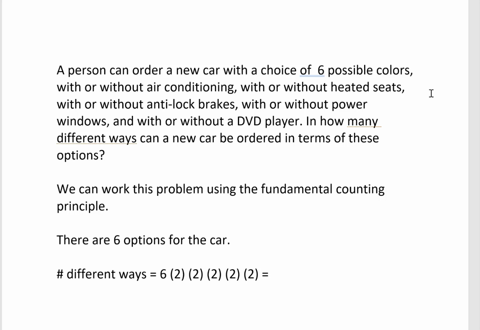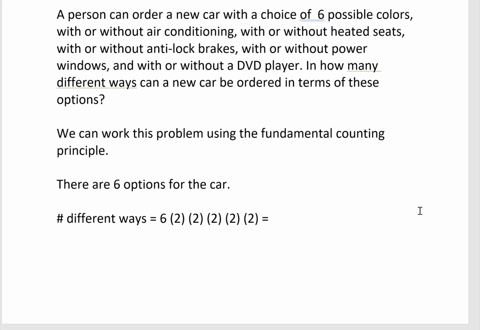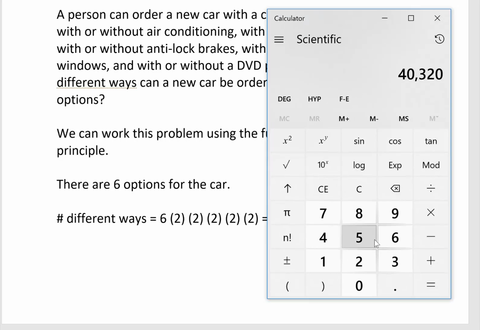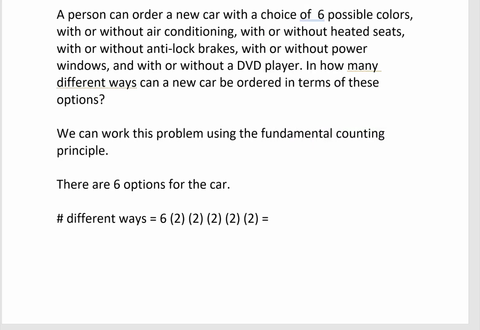And if you notice, there are 6 options for the car. We have the color, the air conditioning, the heated seats, anti-lock brakes, power windows, and the DVD player. For the colors, there's 6 possibilities. For all the other options, there's only 2 options, with or without. And so I've written down the 6 possibilities here. I've got 6 for the colors and then 2 for the other 5 options in the car. And if we take our calculator and we're going to multiply 6 times 2 times 2 times 2 times 2 times 2, there's 192 different ways that we can order that car.